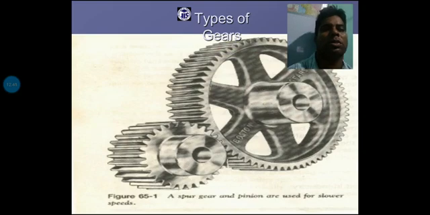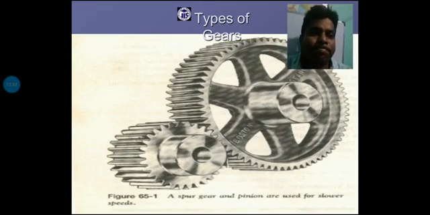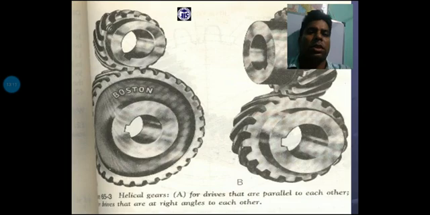This is a figure. That figure is actually a spur gear figure, with straight and parallel teeth. That is an example of a spur gear. And next, that is a helical gear.